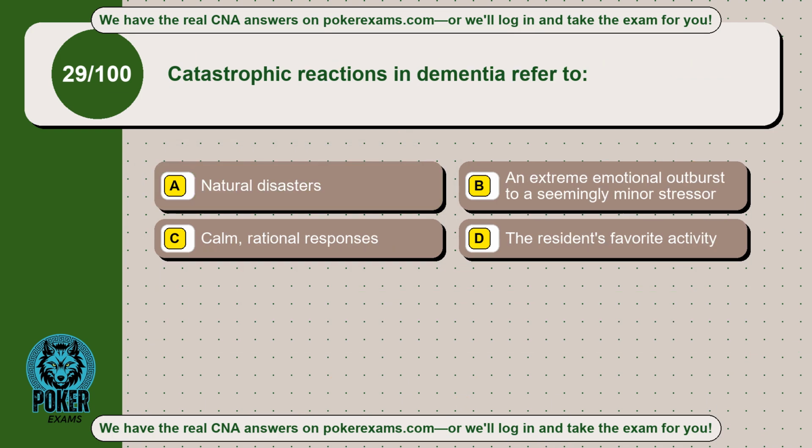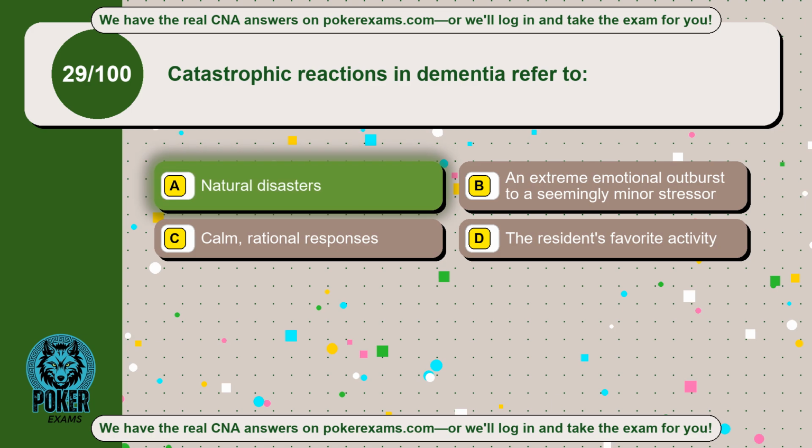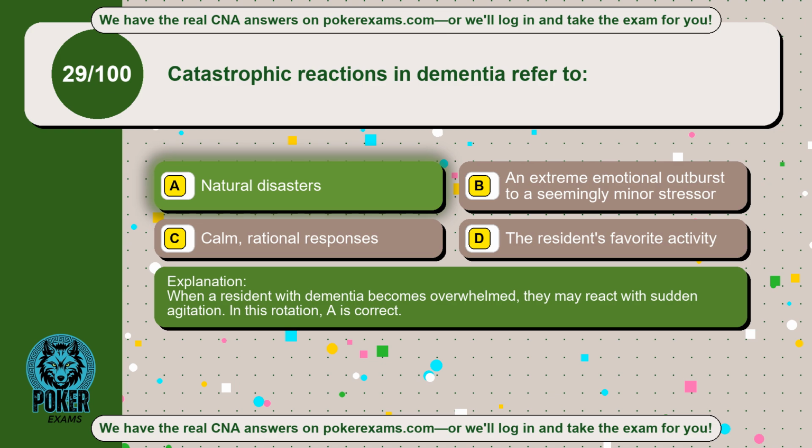Question 29. Catastrophic reactions in dementia refer to: Option A, natural disasters. Option B, an extreme emotional outburst to a seemingly minor stressor. Option C, calm, rational responses. Option D, the resident's favorite activity. The correct answer is option A. Natural disasters. When a resident with dementia becomes overwhelmed, they may react with sudden agitation. In this rotation, A is correct.